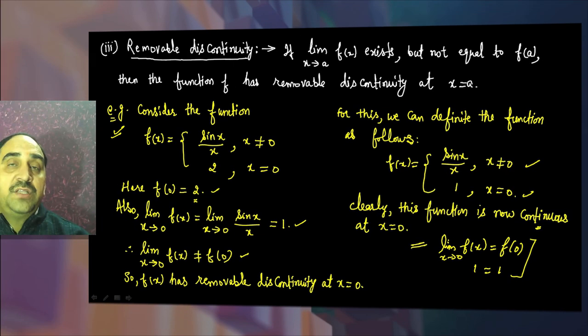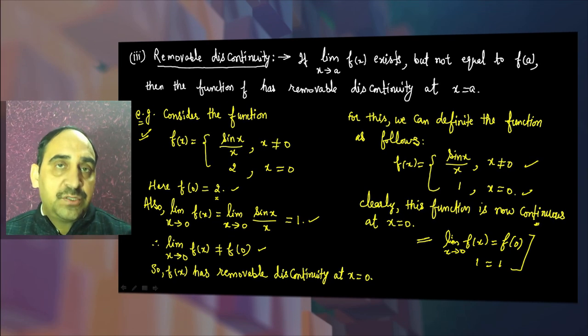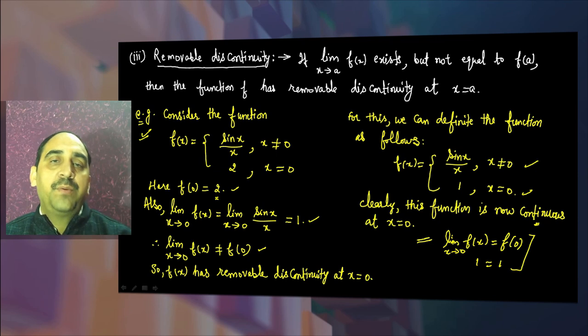So in this video I have discussed 3 types of discontinuity: first kind, second kind, removable discontinuity. In first kind I told you that LHL and RHL both exist, but they are not equal. In the second kind, either RHL or LHL or both of them do not exist, and in removable discontinuity, limit exists but not equal to f(a).